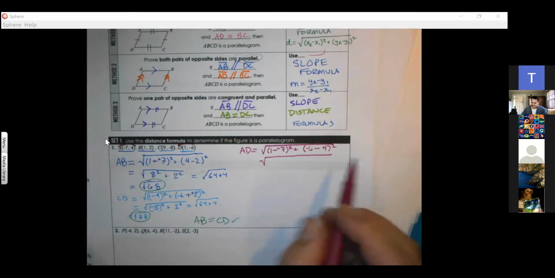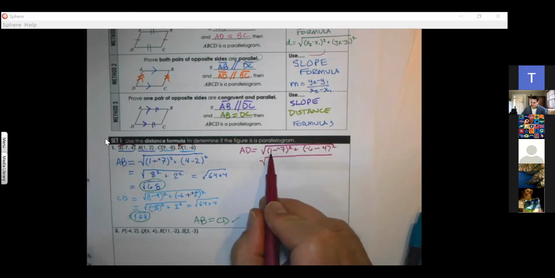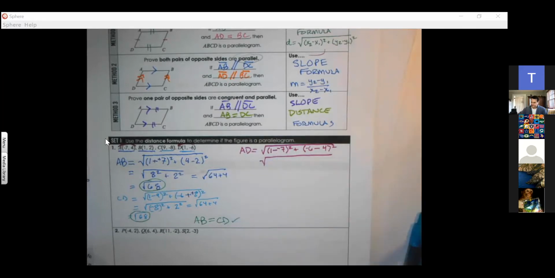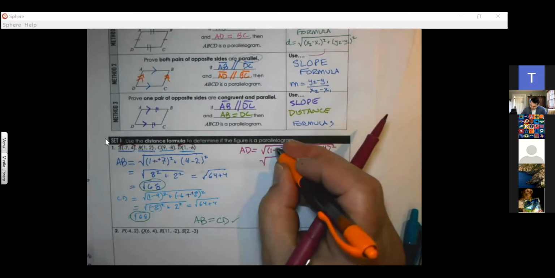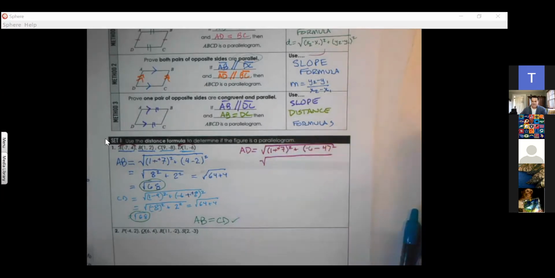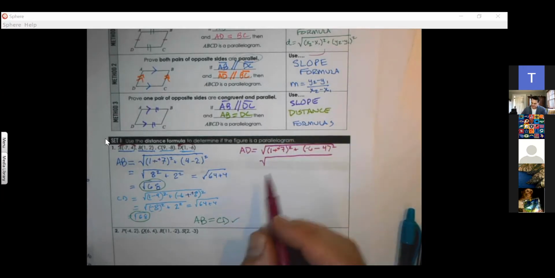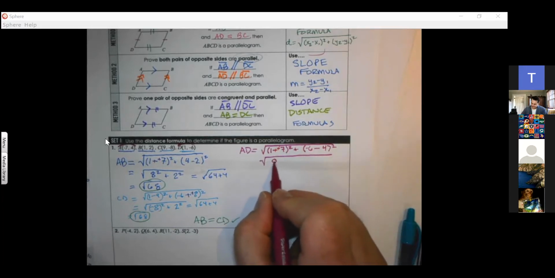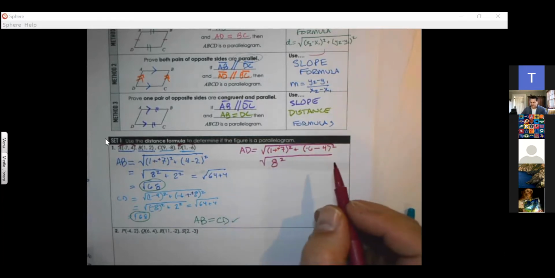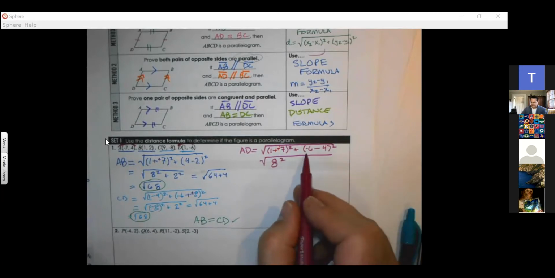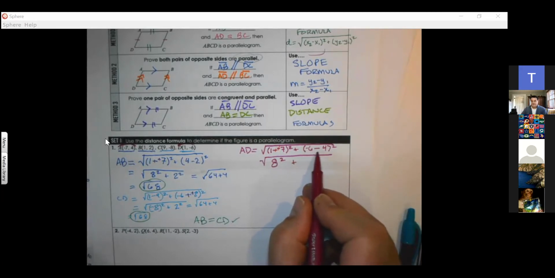And then I'm just going to draw it again and clean it up. What happens when you do 1 minus a negative 7? That's that double minus thing that we talked about with Tomas. So that means 8 squared. Plus, how do you do negative 6 minus 4?